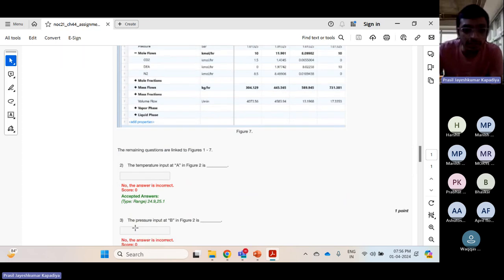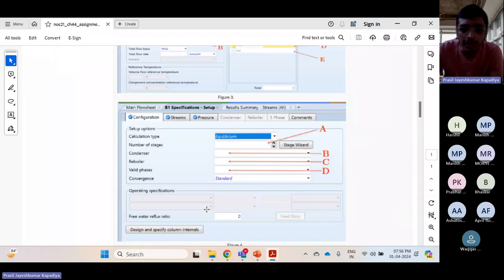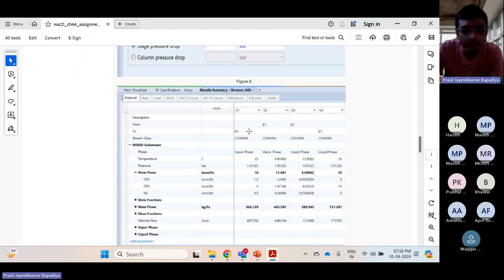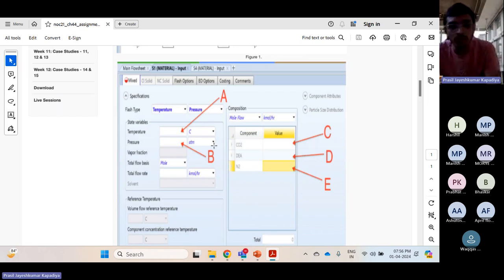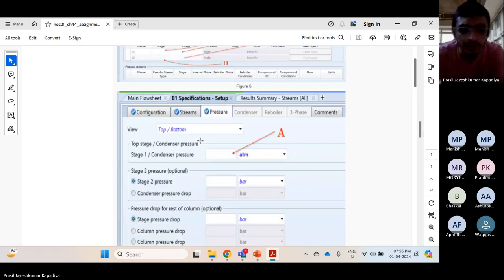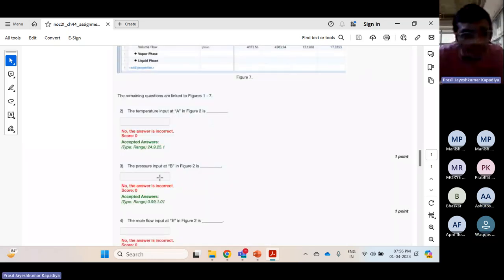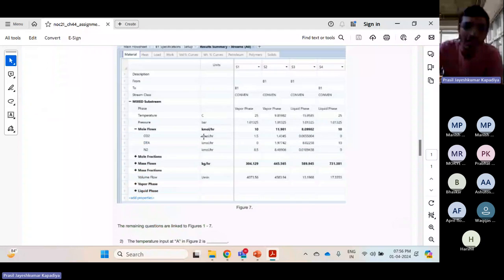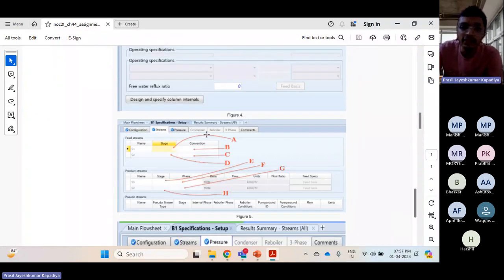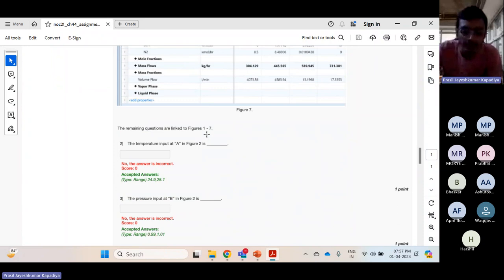Next question. Pressure input B in figure 2 is. So the pressure of this stream only, right? What is the pressure? It is 1.01325 bar, but in the question it is in atmosphere. So what should be the value in atmosphere? One. Yes, it should be one. Be careful. In your exam, you will be played with this. Here one unit is different, and there the unit is different. So just be careful.